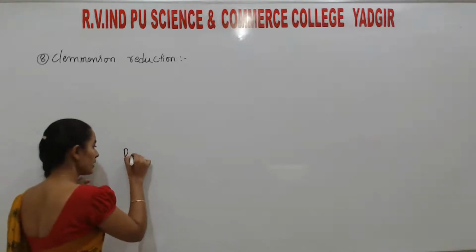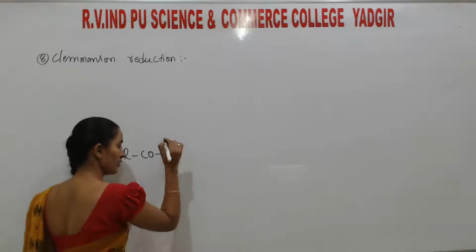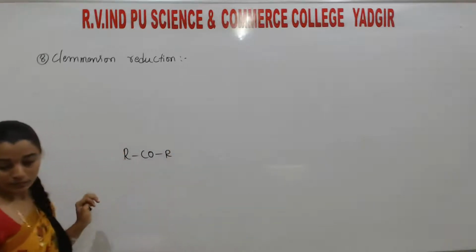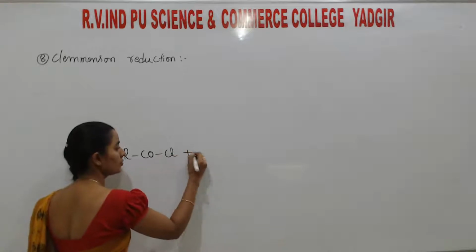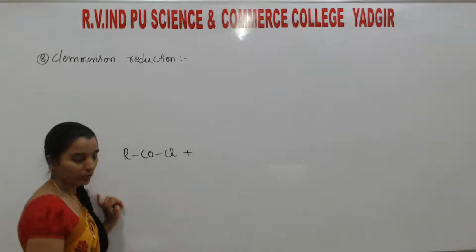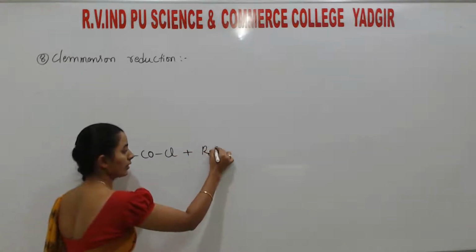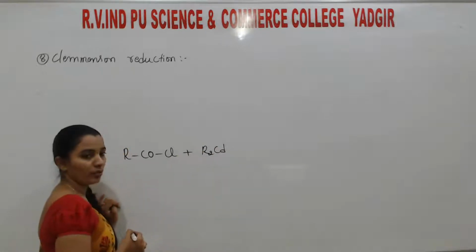Listen. These acyl chlorides are there, same, and these acyl chlorides are made to react with alkyl cadmium compounds.